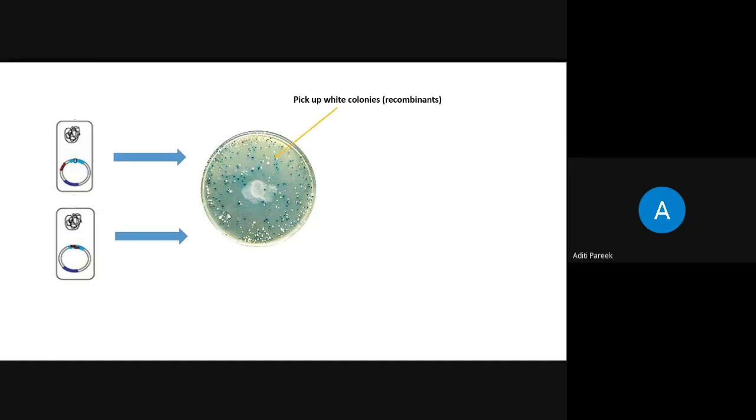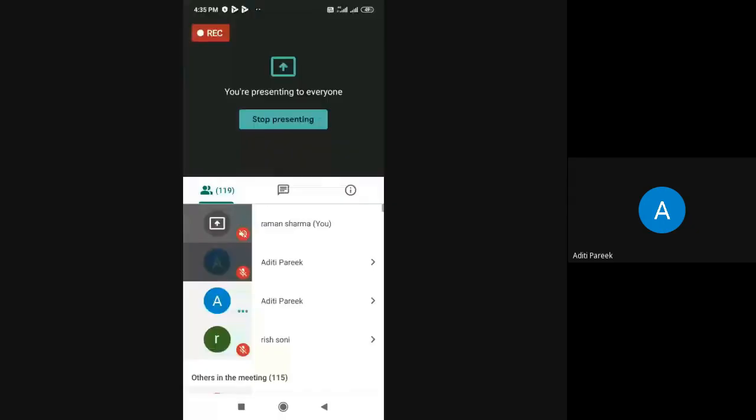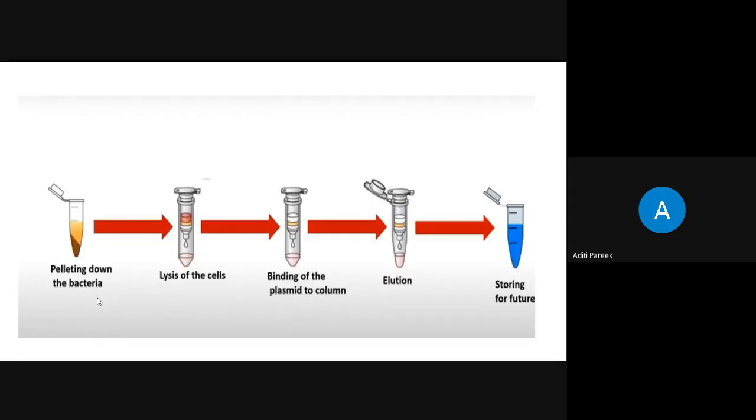So the white colonies can be picked up from the plate, and for further purposes they can be cultured in vitro. So this is the pictorial depiction of the downstream processing, of how we can extract the protein from the plasmids, or store them. But this topic will be discussed in great detail in the upcoming session by Ms. Shivangi, and she'll tell you about each of the steps. I'll just give you the outline.